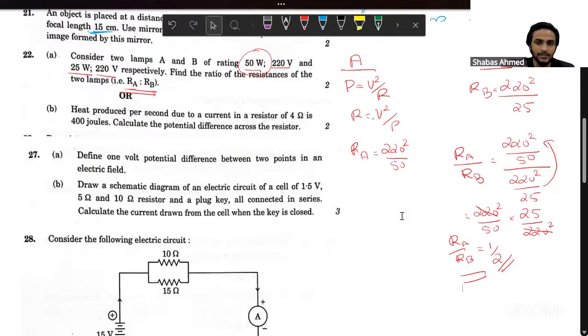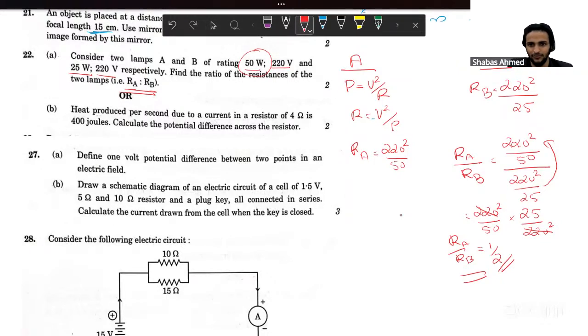Okay, understood guys. You don't have to do this square because the voltages are the same. So you don't have to waste your time by squaring 220 and dividing with 50, and then finding the ratio. It is more time consuming.